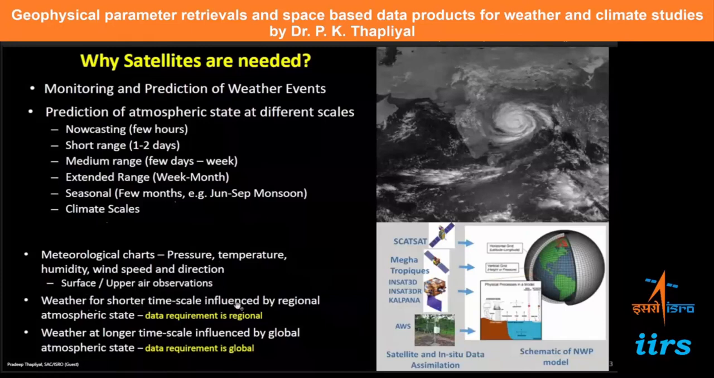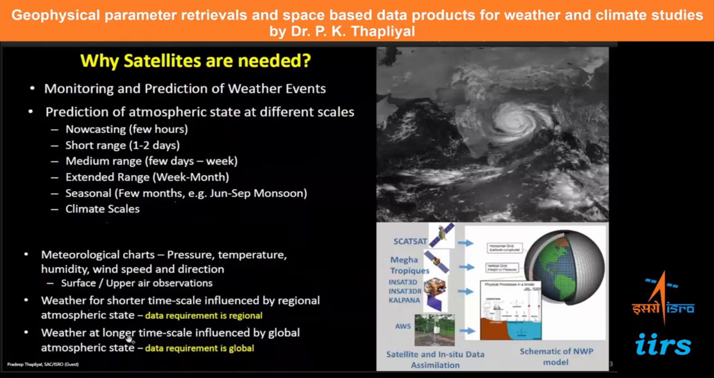So for that shorter time scale, it's influenced by the regional atmospheric state, that is, the atmospheric state around Delhi, maybe a few hundred kilometers to a few thousand kilometers. Weather events taking place in faraway places like America or Europe may not influence it within a few hours. So your data requirement for a shorter time scale will be regional.